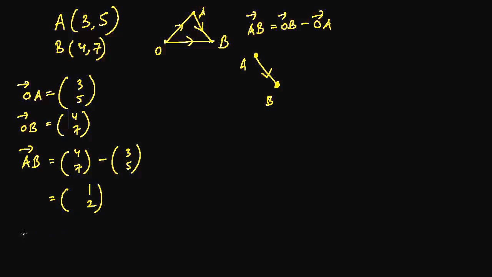Now the question is find the modulus of the vector, which means modulus of AB equals the square root of this row squared, so 1 squared, plus this squared, which is going to be square root of 1 plus 4, which is square root of 5. Now since this is the length of a line, we can also write the modulus of vector AB as simply AB, the length of the line.